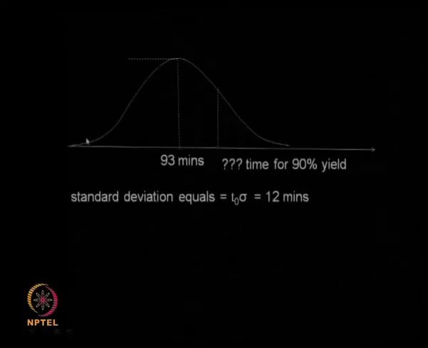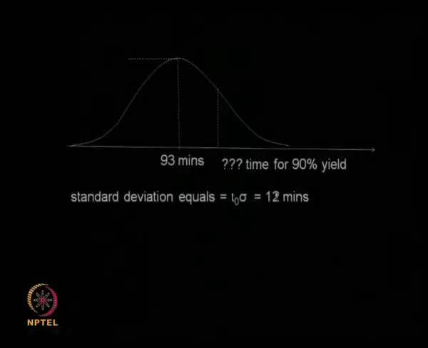Now let us again go back to the same chromatographic output like this. Now the retention time is 93 minutes. I want to calculate what is the time required if I want to have 90% yield. This is a very important problem. I have a protein in a mixture, I am running a chromatography and I know the retention time, I know the standard deviation. I want to know how long I should keep collecting this effluent so that I get a yield of 90%. So it is a very important problem. Now the standard deviation for this system is 12 minutes.